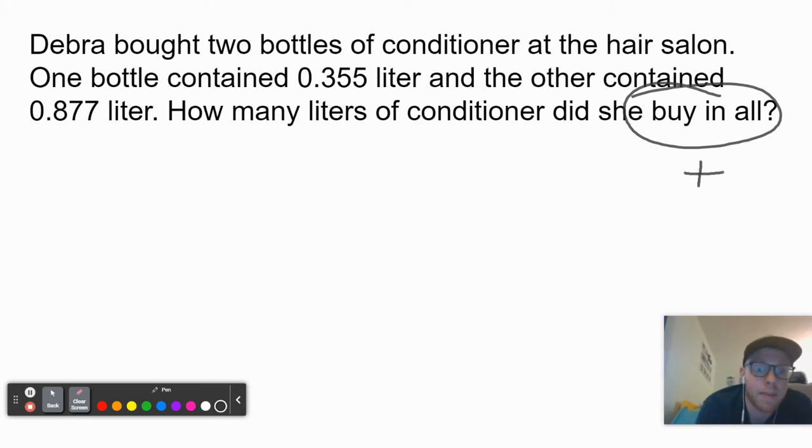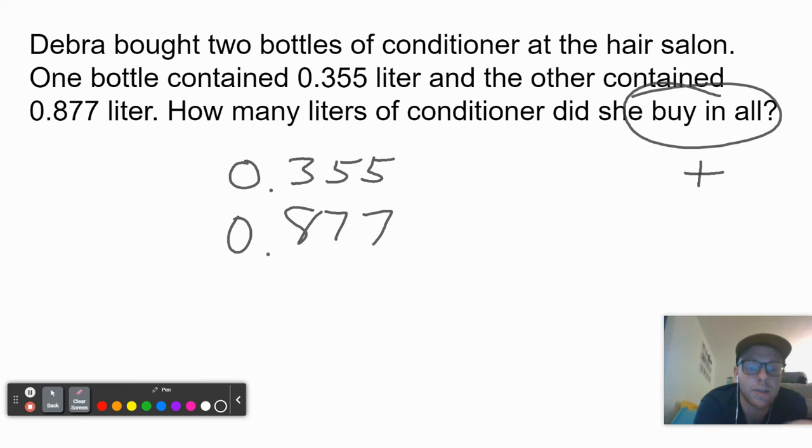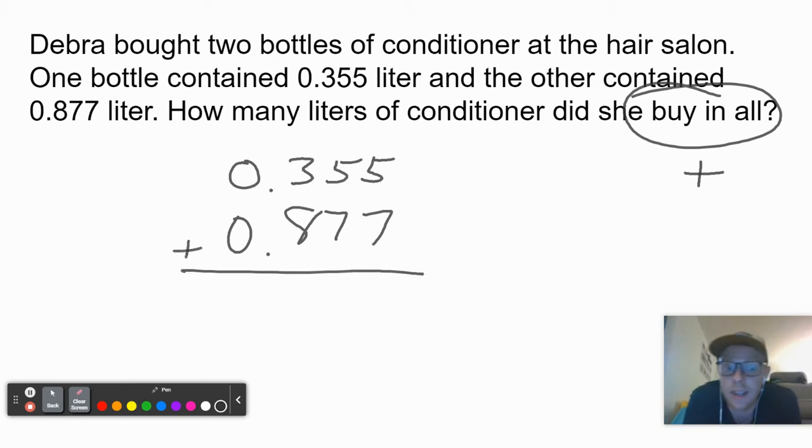I'm going to take my first number, 0.355, and I'm going to take my second number and I'm going to stack them. I want to make sure my decimal points are lined up so that my place values are lined up. This should be coming second nature to us by now. We've been practicing this for a little bit of time. And now I'm going to do some addition. And you should be working along with me as we do these problems. It's the best way for us to learn.